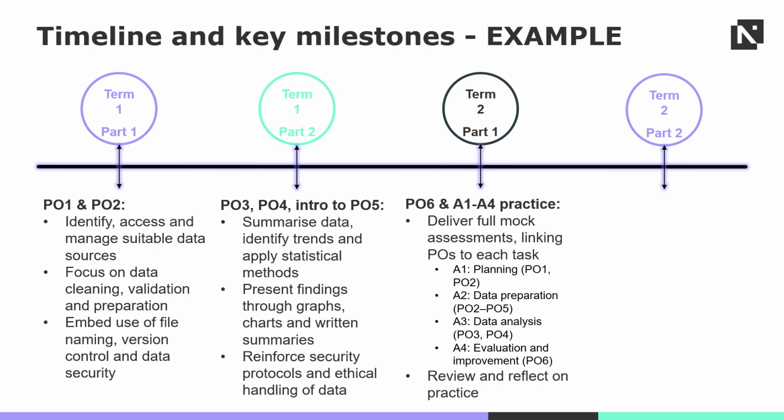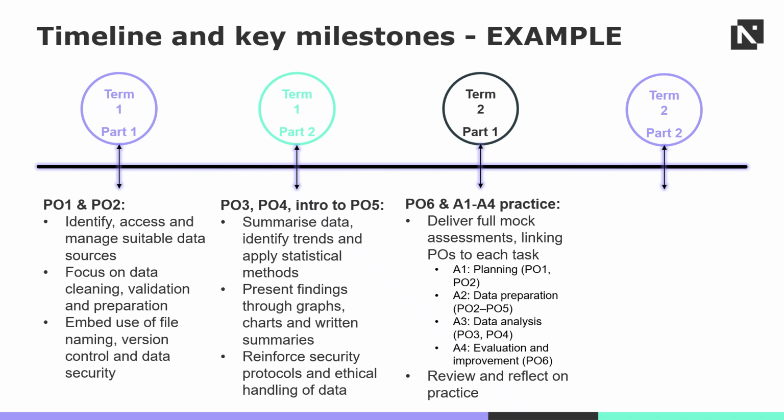And then in the first half of the spring term, focus on the assessment readiness in terms of assessments 1 to 4 and introduce performance outcome 6. So deliver full mock assessments using realistic scenarios and assessment conditions. Support learners in linking all 6 performance outcomes to each task. For example, planning relating to performance outcomes 1 and 2, data preparation to performance outcomes 2 to 5, data analysis and insight, performance outcomes 3 and 4, and evaluation and improvement for performance outcome 6.